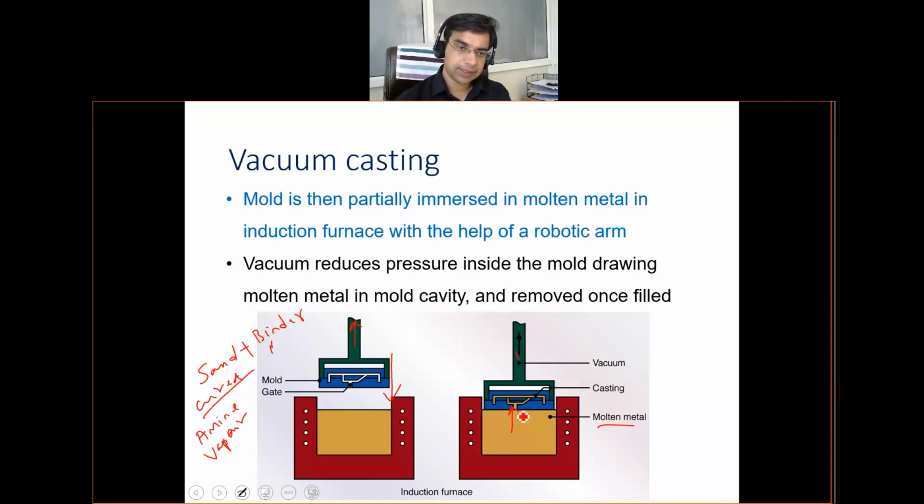with minimal defects. But again, this type of process cannot handle very large parts. Small parts can be done, especially parts with a thin cross section. And this process is readily automated. All this movement of the cavity inside the molten material and removing it out is done with the help of a robotic arm.